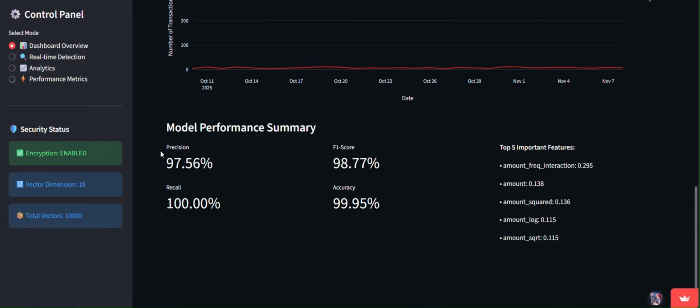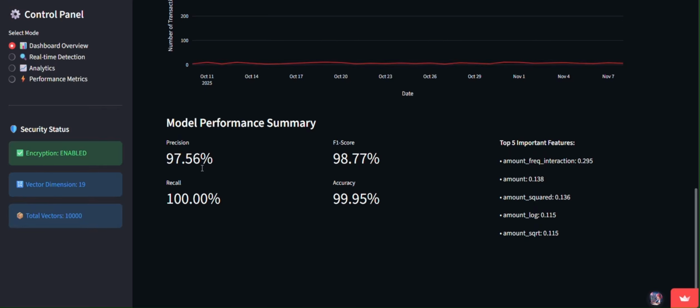And last, we can see the model performance summary. Here the precision is 97.56%, meaning almost every flagged transaction is truly fraud. The recall is 100%, meaning the model doesn't miss any fraud cases. The F1 score is 98.77%, and the accuracy is 99.95%.